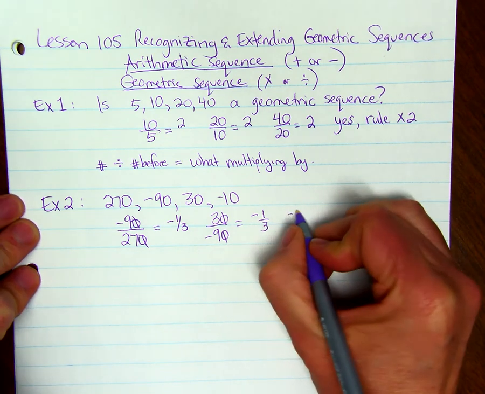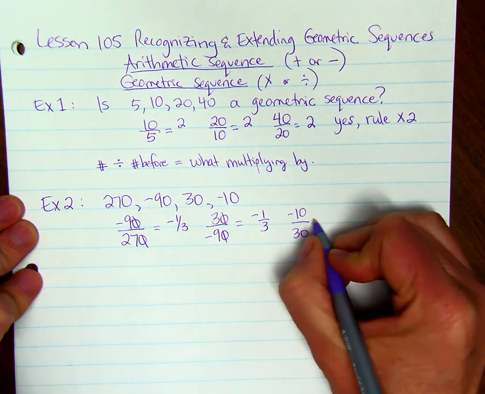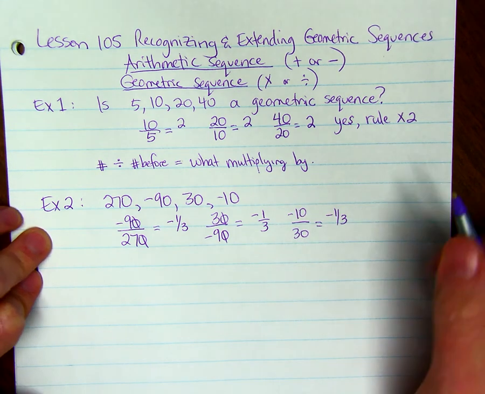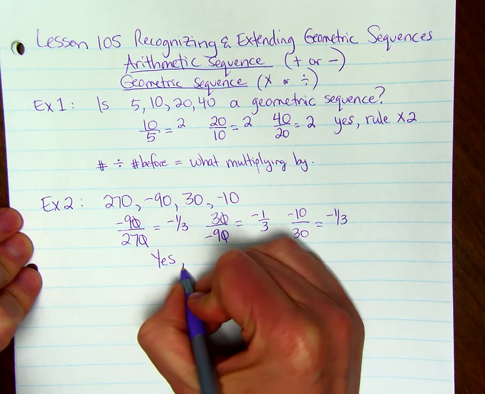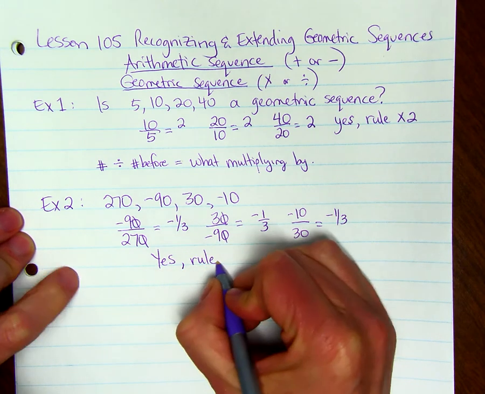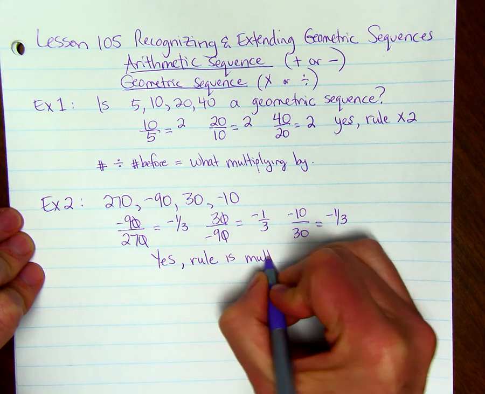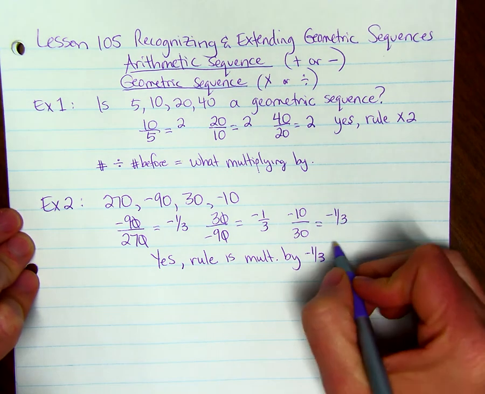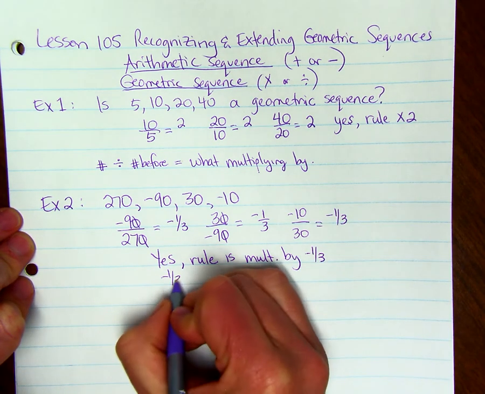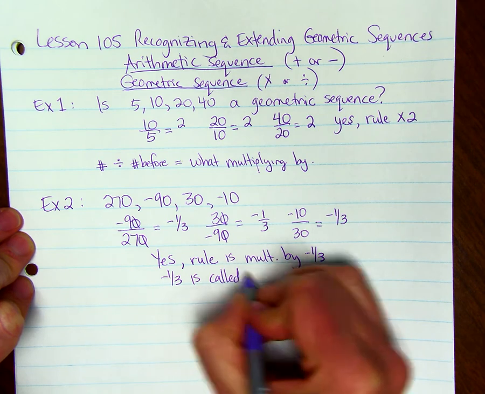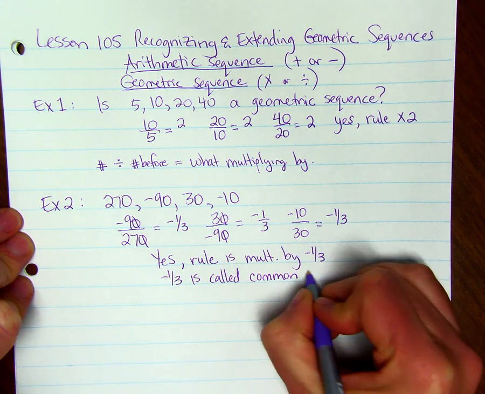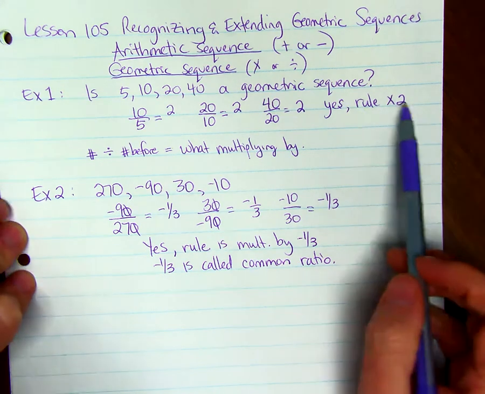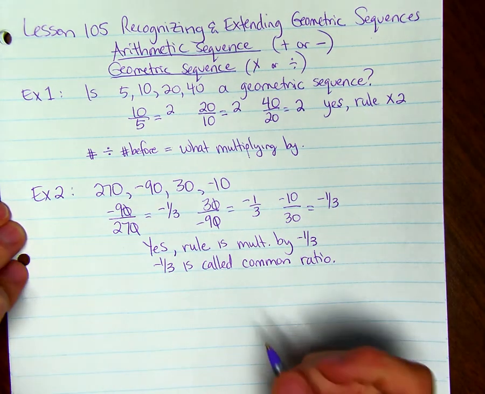So I'm going to guess that this is a geometric sequence. And if I divide negative 10 by 30, I get a negative 1/3. So yes, this is a geometric sequence, and the rule is to multiply by negative 1/3. That is called the common ratio. Negative 1/3 is called the common ratio. And up here in example 1, 2 would be the common ratio.